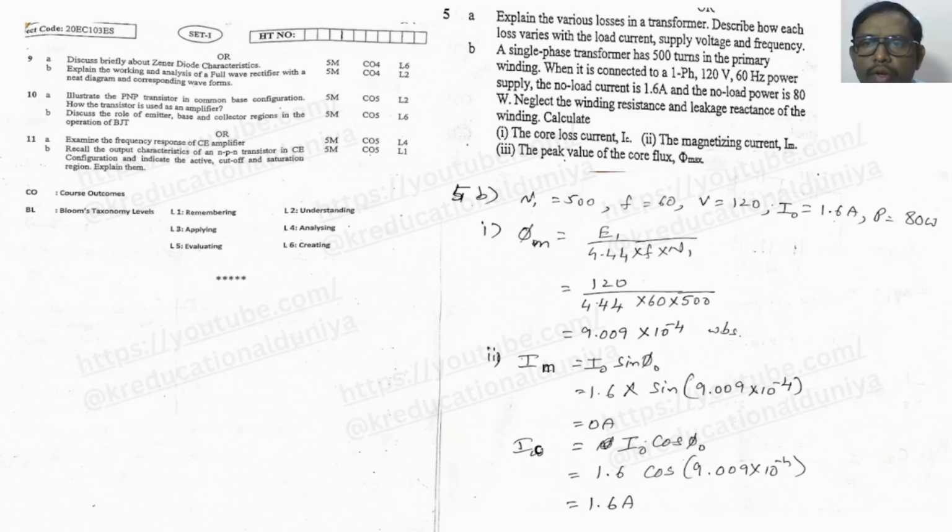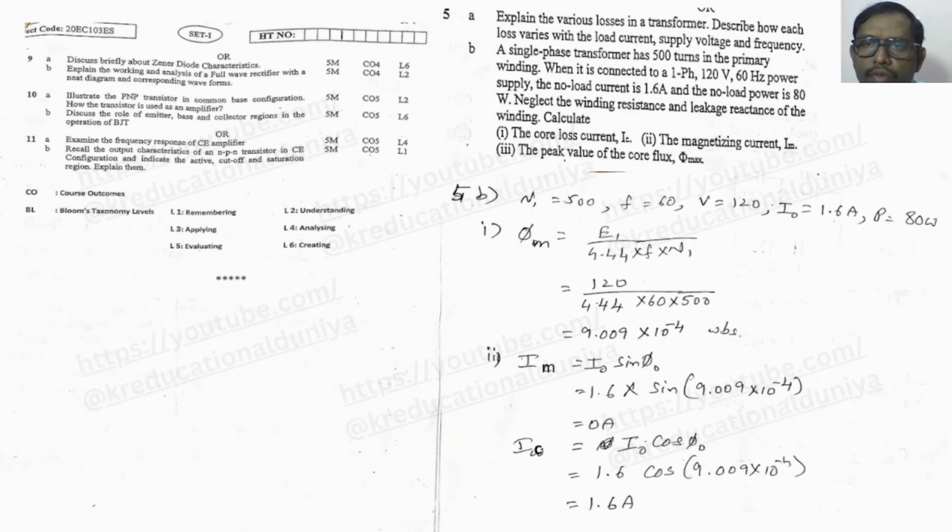Where are we going to get the phi m value? In the EMF equation. Either we can write the EMF equation E1 or E2. Here we have taken the EMF equation of the primary winding. E1 equal to 4.44 N1 F phi m. From that, phi m equal to E1 by 4.44 into F into N1. The E1 value is 120 volts, where E1 equal to V1 for a no load transformer. So 120 by 4.44 into 60 into 500. We got the phi m value as 9.009 into 10 power minus 4 Webers. The unit for flux is Webers.